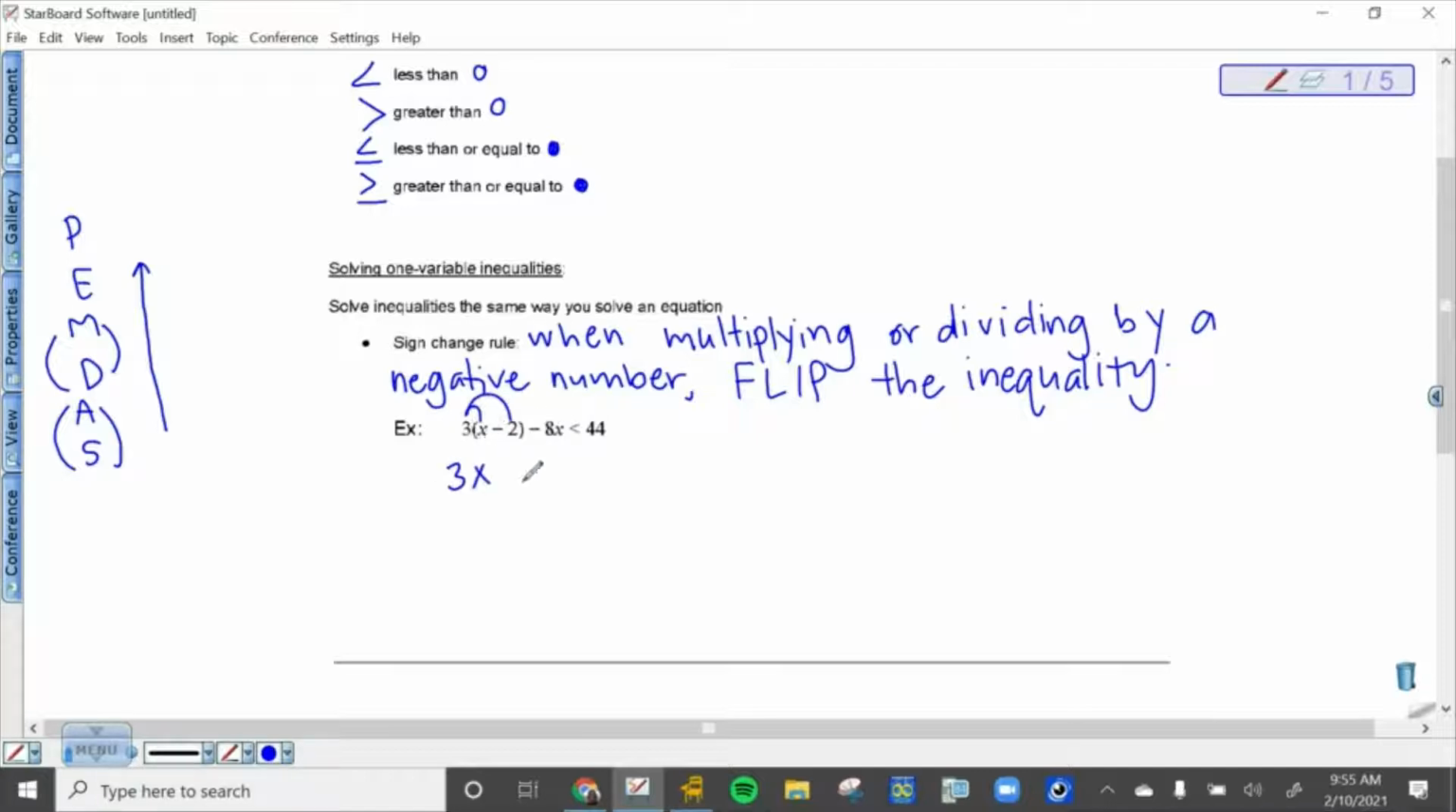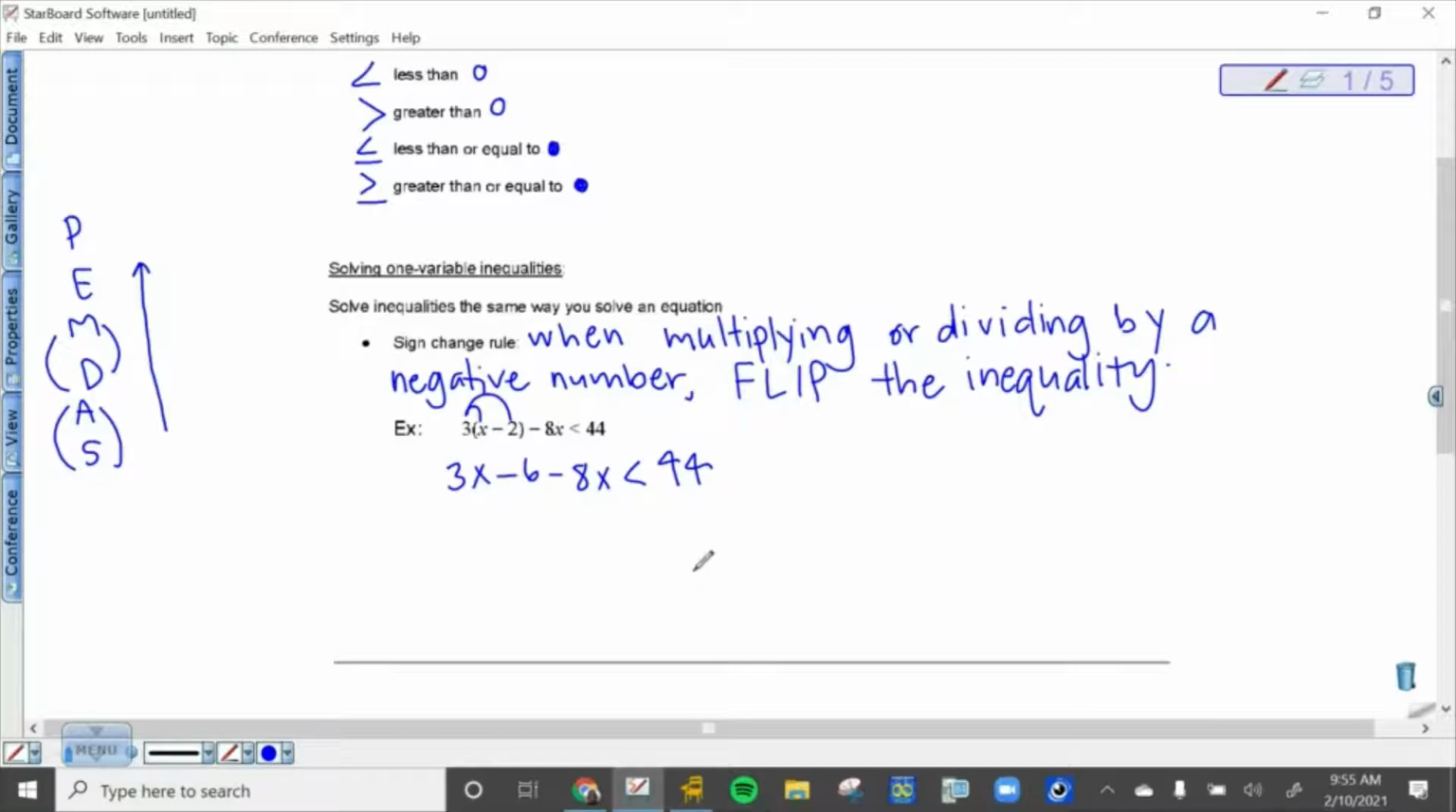And then what's 3 times negative 2? Negative 6. 3x minus 6 minus 8x. Right? Can't forget that little piece there. All of that is less than 44.